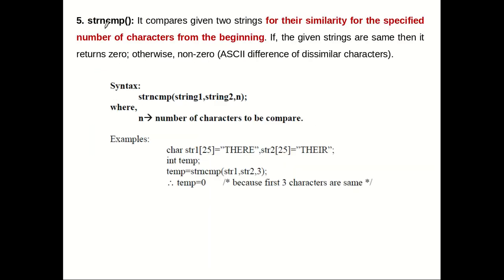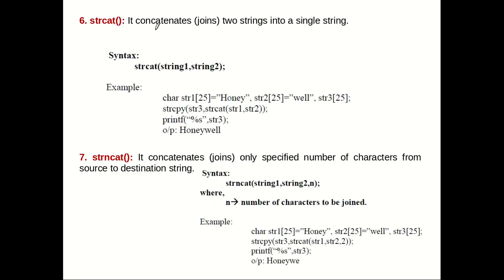And strncmp: instead of comparing the whole string, we can also restrict it to a number of characters. Here we have to specify string 1, string 2 and the number of characters we want to compare. In this example, we are comparing only the first 3 characters of string 1 and string 2. The first 3 characters match, so the value of temp is 0.